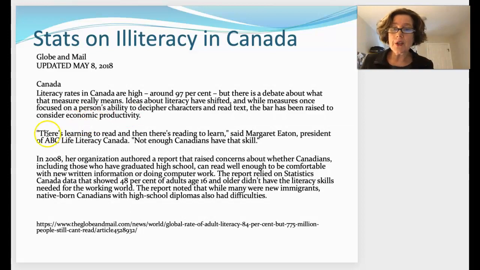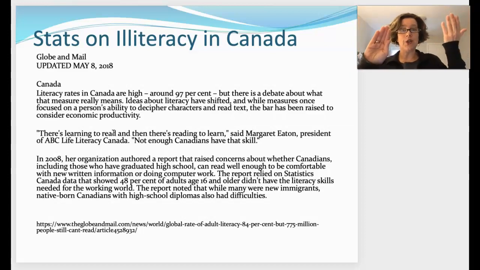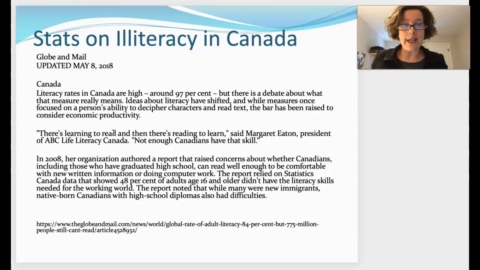Okay, so there's learning to read, and then there's reading to learn. So that's that grade 3 switch where they're learning to read in K1 and 2, and then they switch to reading to learn. Says Margaret Eaton, president of ABC Life Literacy Canada, not enough Canadians have that skill, the reading to learn. In 2008, her organization authored a report that raised concerns about whether Canadians, including those who have graduated high school, can read well enough to be comfortable with new written information or doing computer work. The report relied on Statistics Canada data that showed 48% of adults aged 16 and older didn't have the literacy skills needed for the working world.